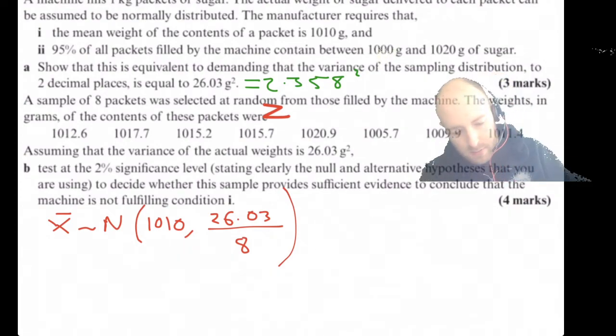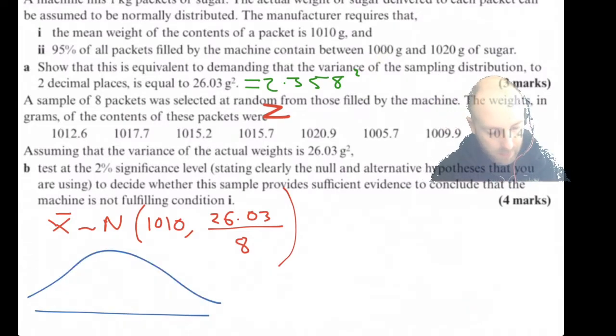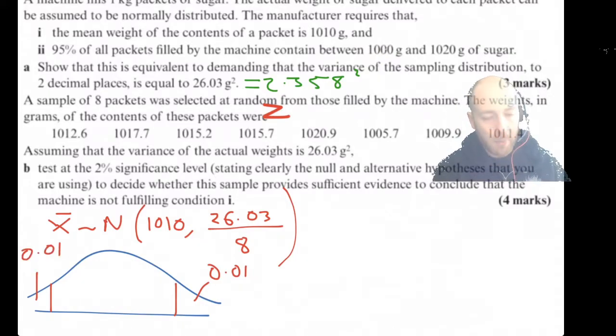So we're going to test at the 2% significance level. Let's do a little sketch. Where's 2%? Okay, we're going to try and see if the machine is different. One of the things is the mean weight needs to be 1010. They're saying test if it's different, if it's not fulfilling that anymore. So we're basically doing a two-tail test. 2%, so it's going to be 1% per tail, which is 0.01 in terms of a probability. And we need to find these critical values here and here.